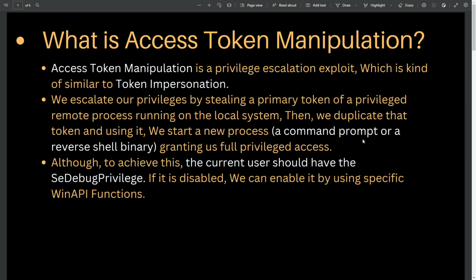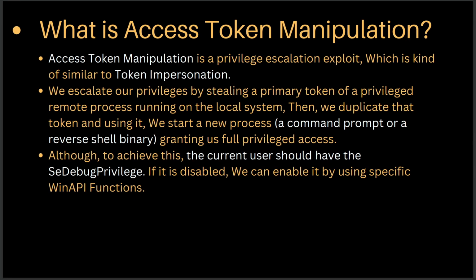It could be a simple command prompt or a reverse shell binary which is going to grant us full privileged access. Now as I said, to achieve this the current user should have the SeDebug privilege enabled. If it is disabled we can enable it by using specific WinAPI functions which I'll be showing you as we go ahead. Now, generally, this trick is used to escalate from a local administrator user to NT AUTHORITY\SYSTEM.